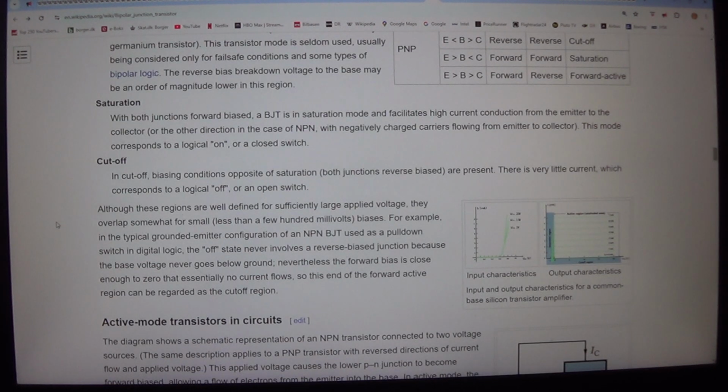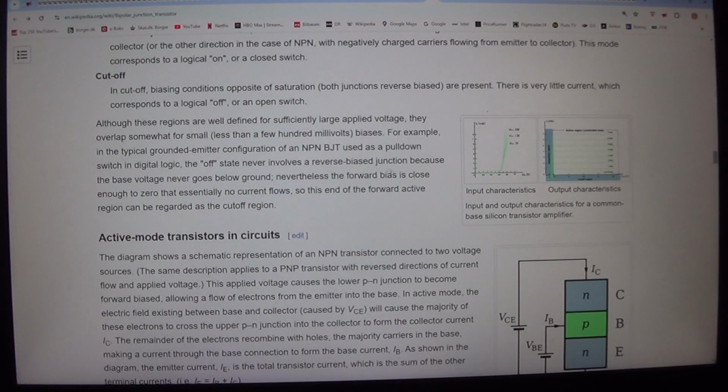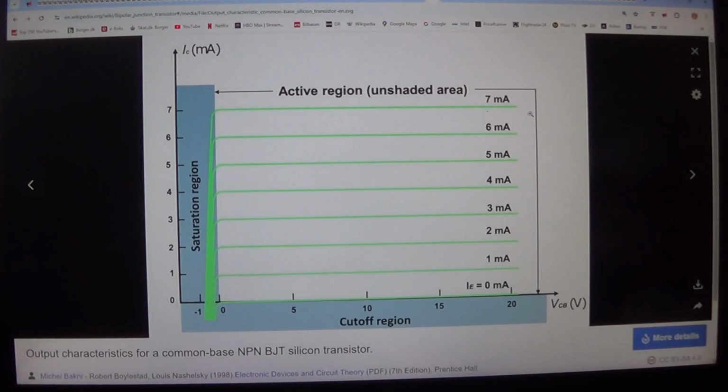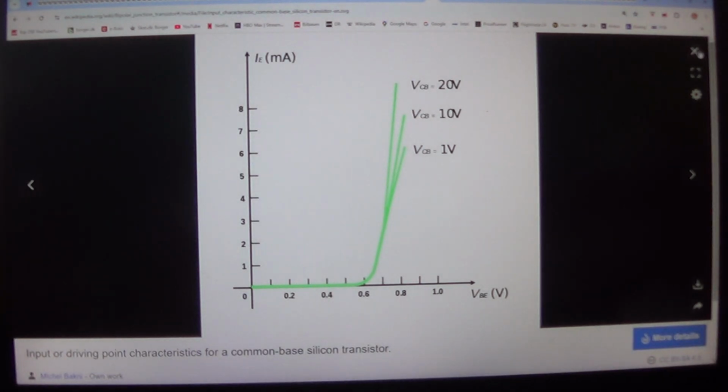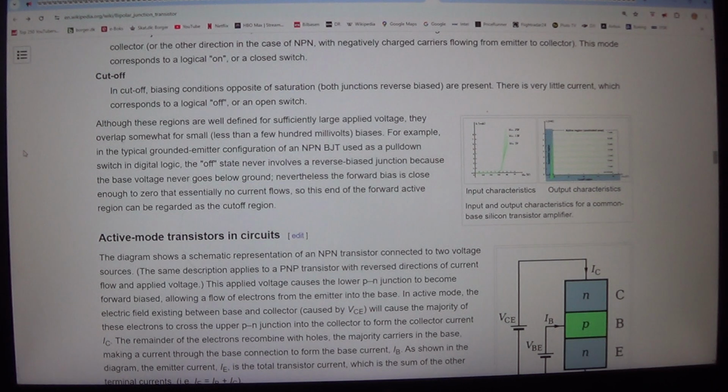Saturation. With both junctions forward biased, a BJT is in saturation mode and facilitates high current conduction from the emitter to the collector, or the other direction in the case of NPN, with negatively charged carriers flowing from emitter to collector. This mode corresponds to a logical on, or a closed switch. Cutoff. In cutoff, biasing conditions opposite of saturation, both junctions reverse biased, are present. There is very little current, which corresponds to a logical off, or an open switch.